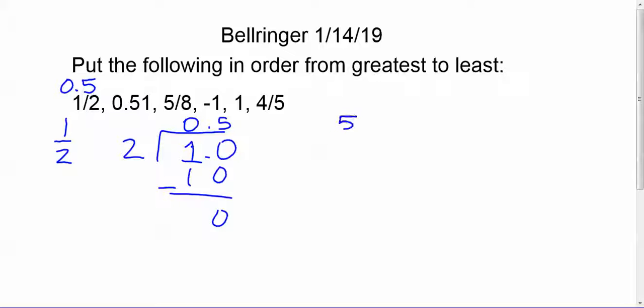5/8. So let's try this again. What number goes into the gazinta, Tori? The 5. It's a 5. I just misspoke. All right, so 8 does not go into 5. That's going to be a 0. Add a decimal. All right, and a 0. 8 goes into 50. How many times?